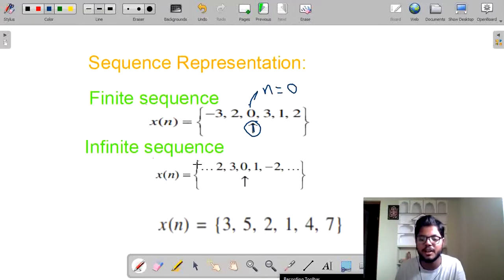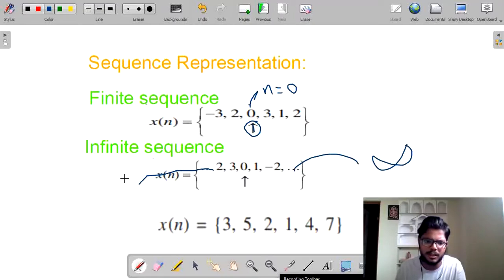Next, an infinite sequence, which has terms going up to infinity on both sides. See again the arrow mark here. What does the arrow mark indicate? It indicates the term which has n equal to 0 time instant.